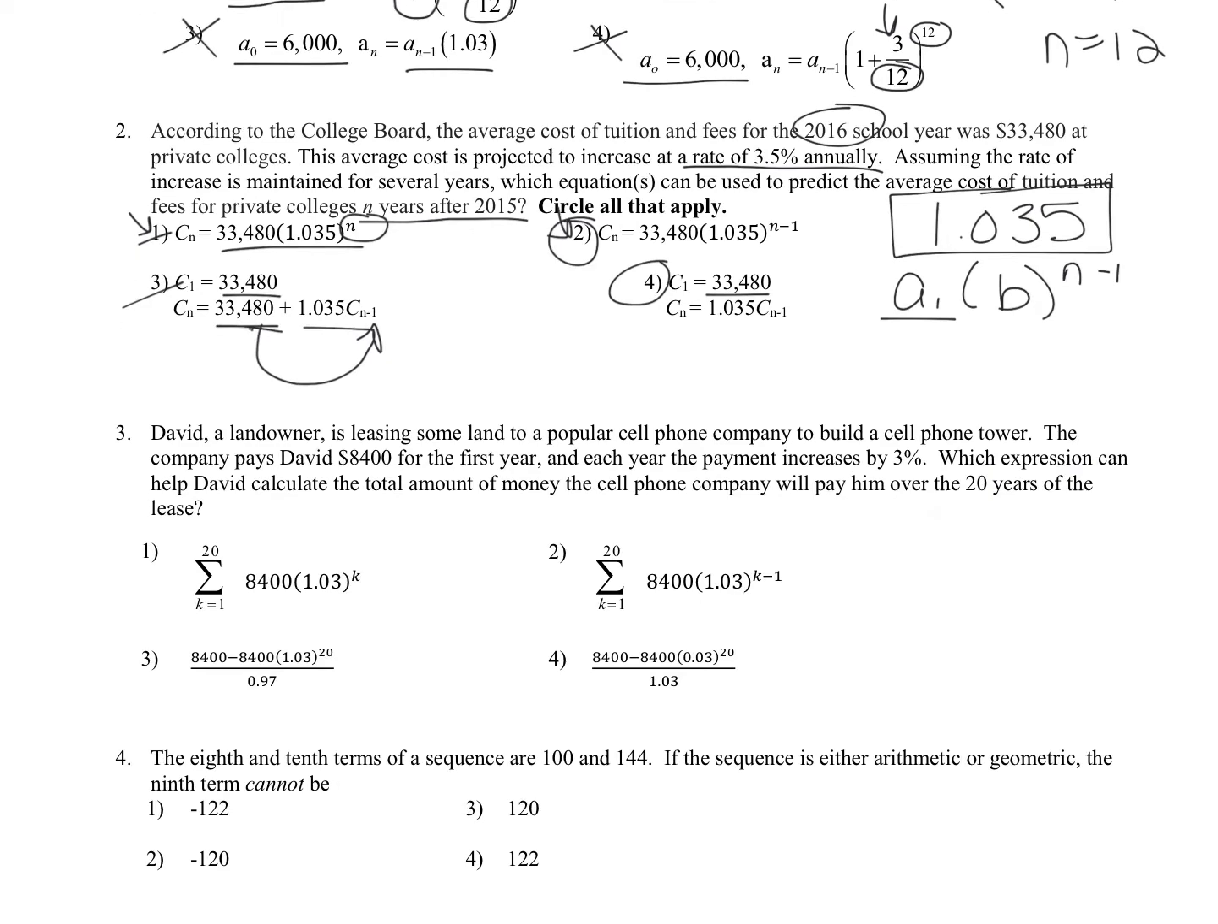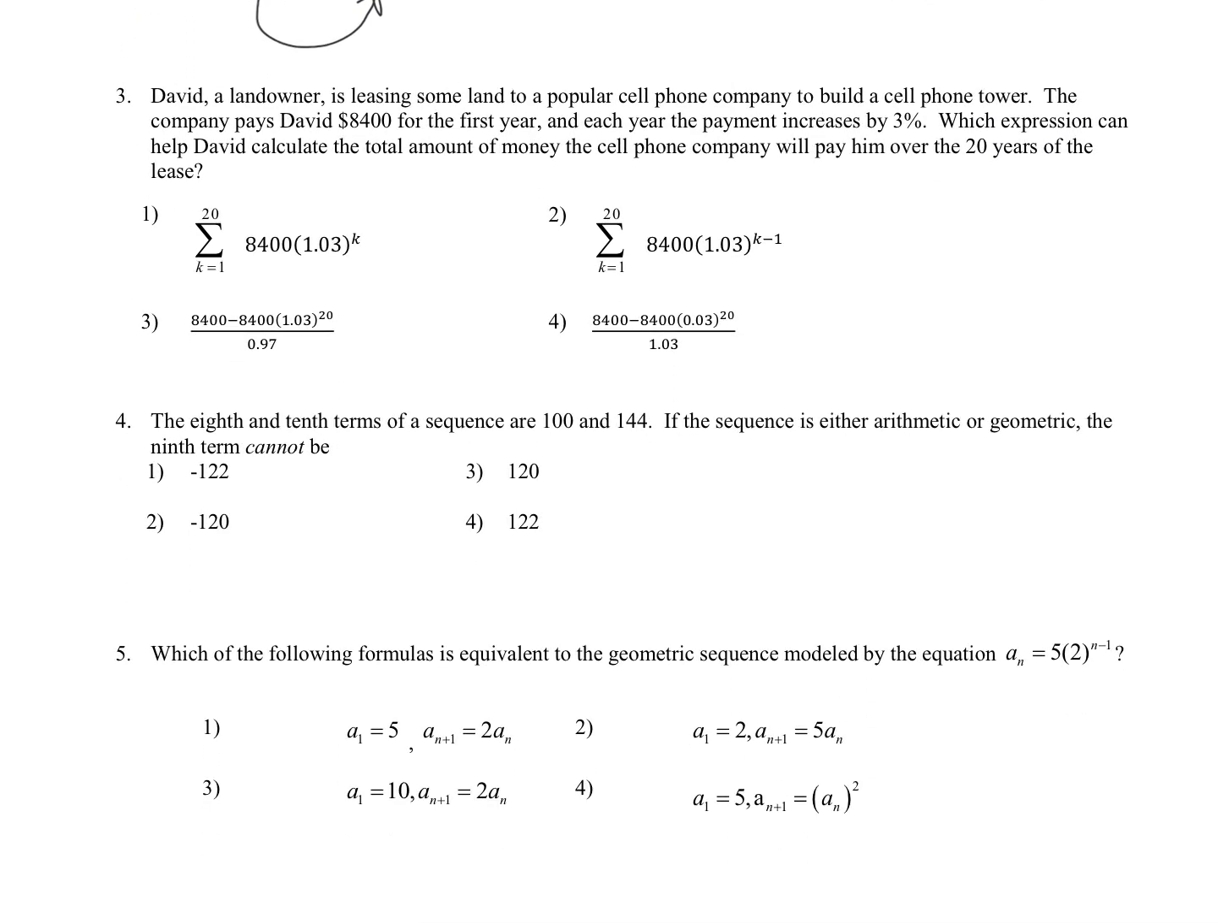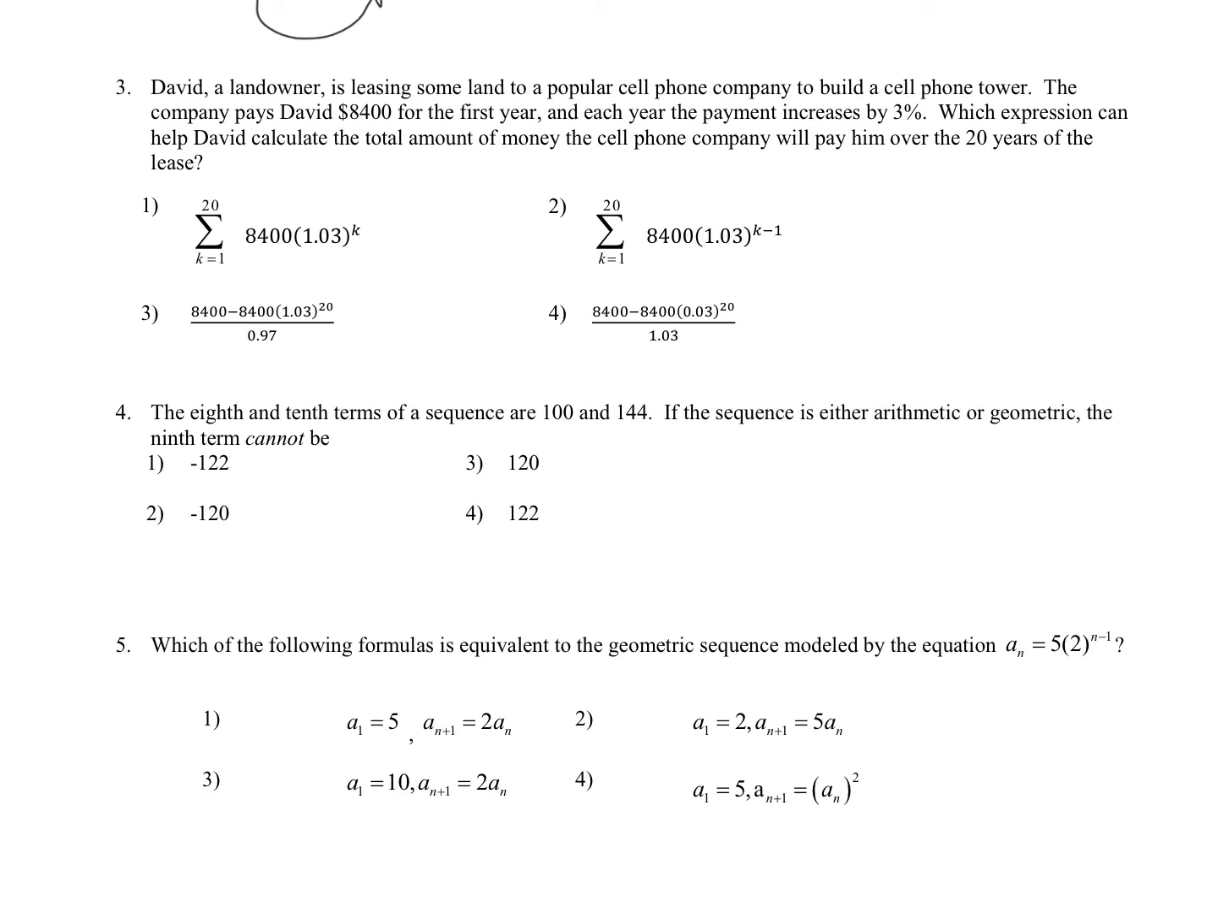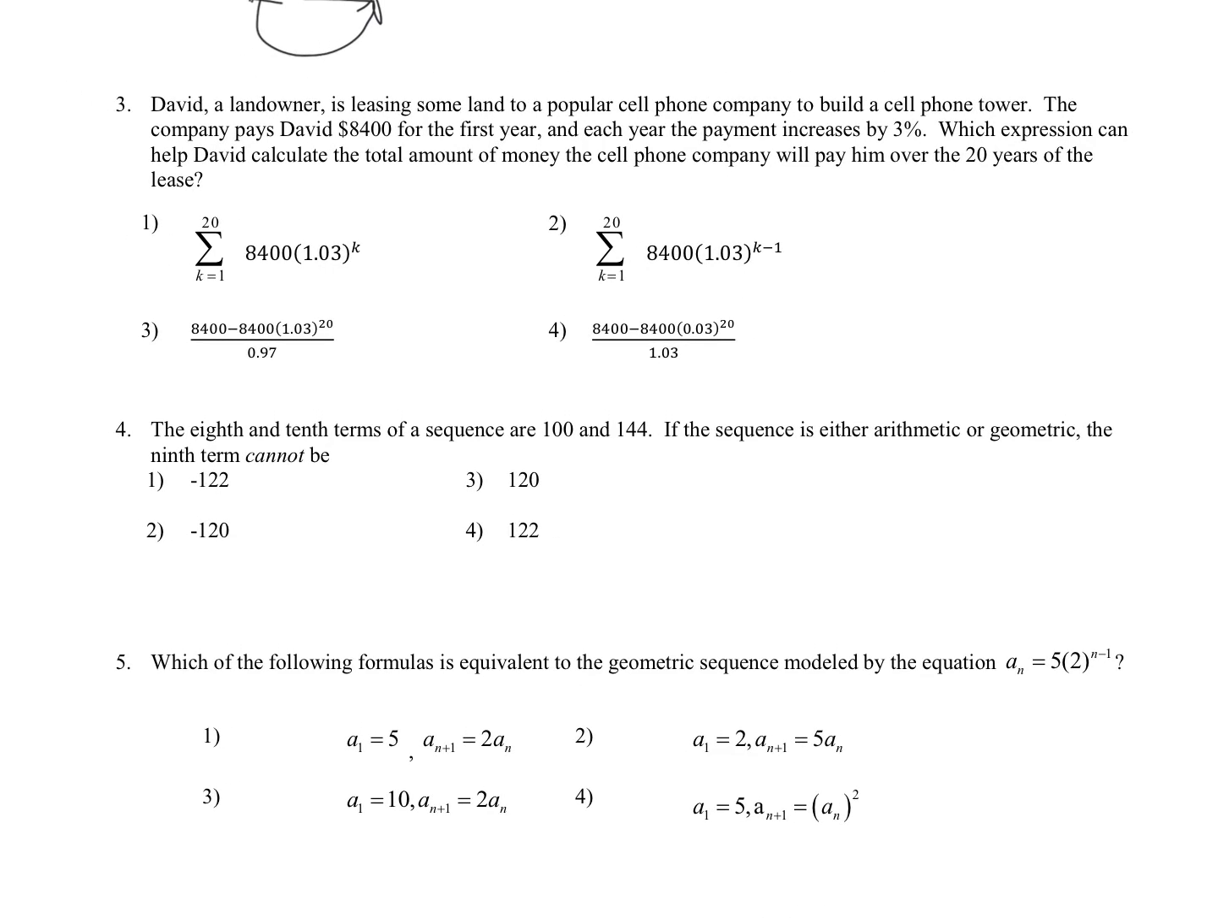So the next one says David, a landowner, is leasing some land to a popular cell phone company to build a cell phone tower. The company pays David $8,400 for the first year, and each year the payments increase by 3%. Which expression can help David calculate the total amount of money the cell phone company will pay him over the 20 years of the lease? So we see 2 things here. We see some summations with sigma, which are a way to add things up.